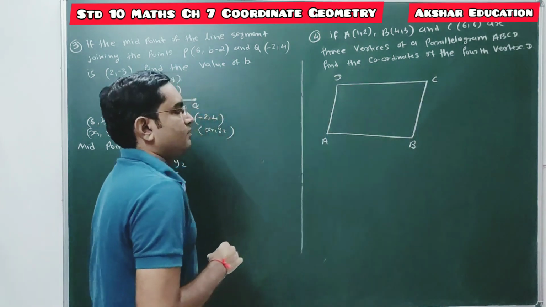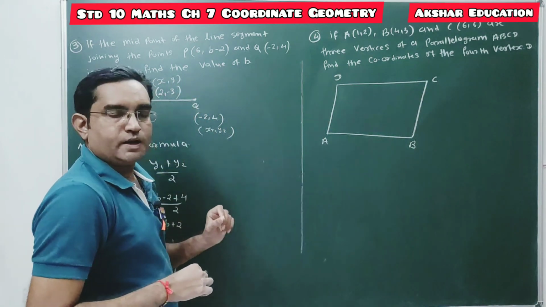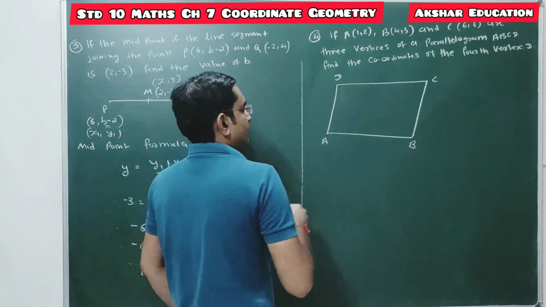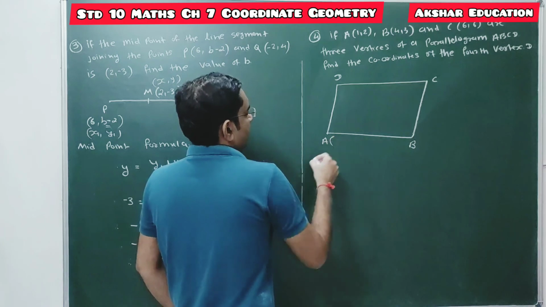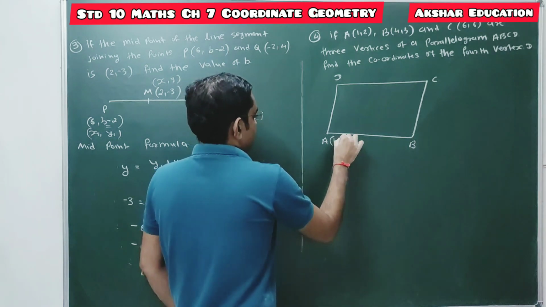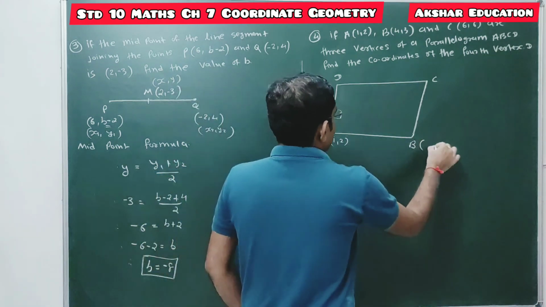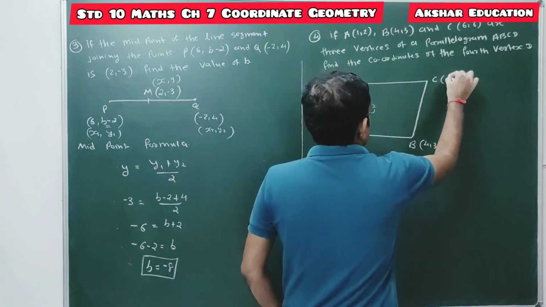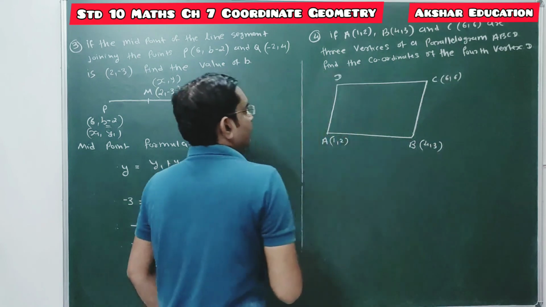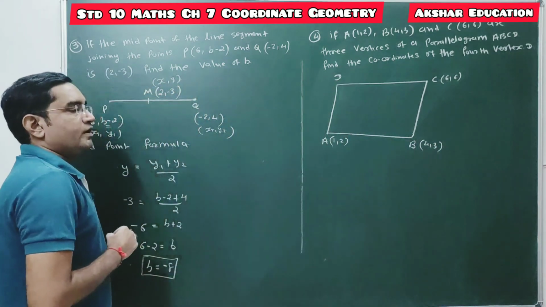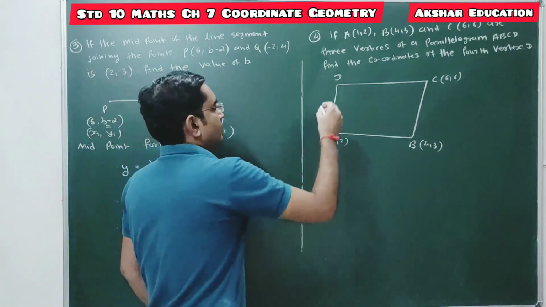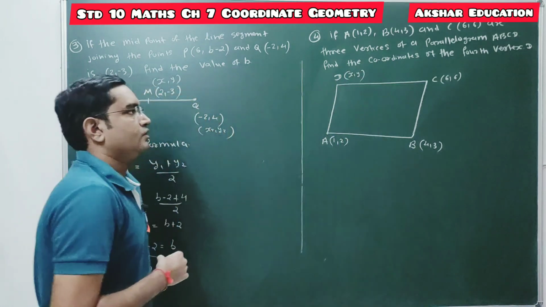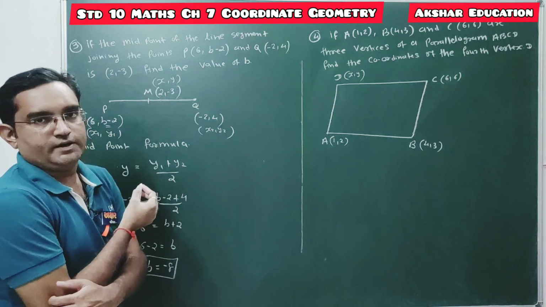So in a parallelogram, both pair of opposite sides are parallel, and diagonals bisect each other. These are the properties. So the coordinates of 3 vertices A (1, 2), B (4, 3), C (6, 6) are given, and you have to find the coordinates of the fourth vertex D. So let the coordinates of this fourth vertex be x, y.